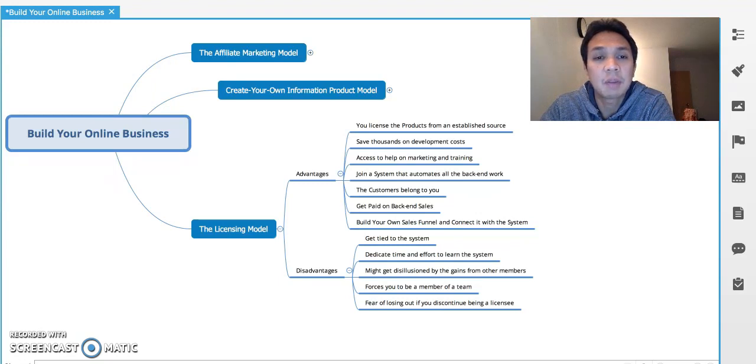But at the same time, one of the disadvantages is that it might take a while to develop your own product. Number one is time, and number two is it might cost a lot, so money. Developing your own information product can be costly.